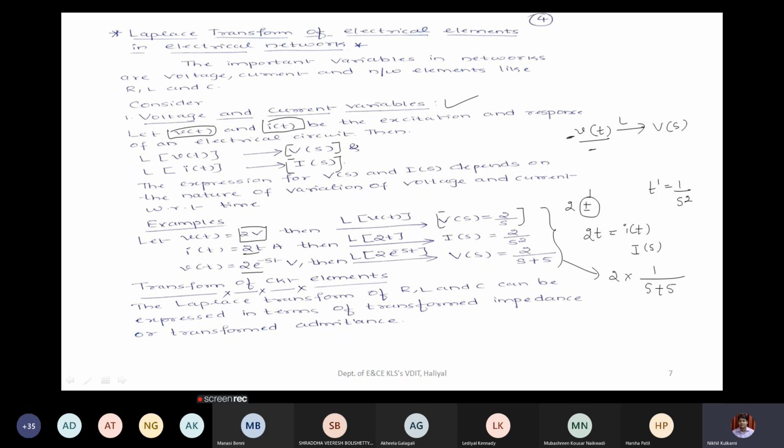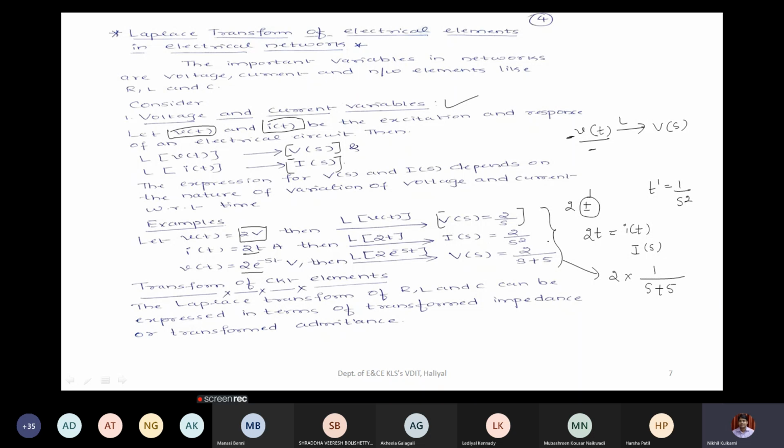In the very first class, if I tell you all these things, V of s is equal to 2 by s, then how do you understand it? It will be difficult. So basics are very important. If you know the basics, then you can deal with any circuit here. Okay, so that was about the sources.